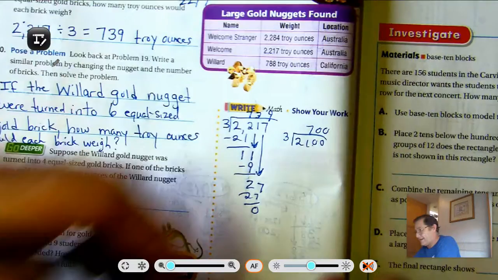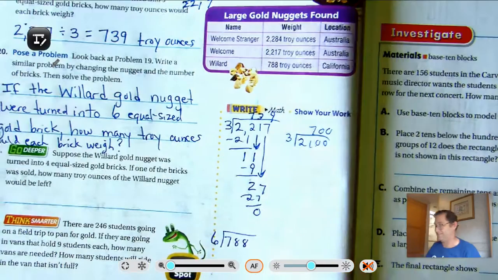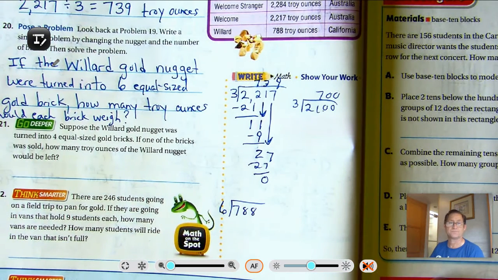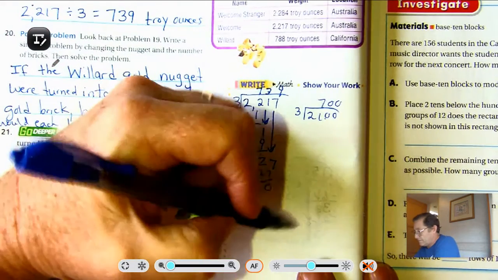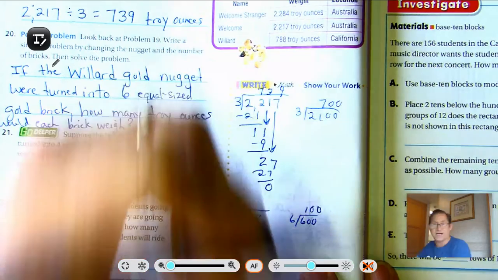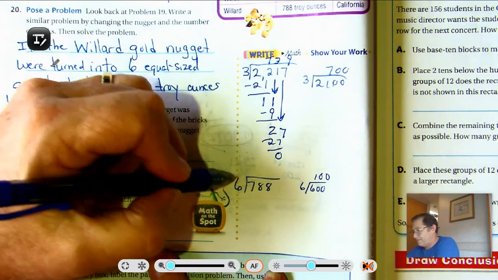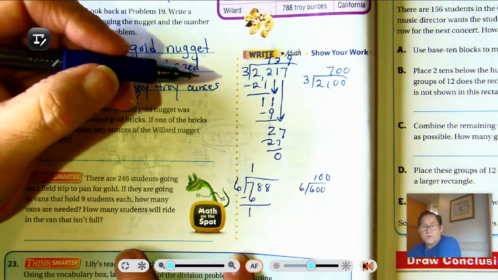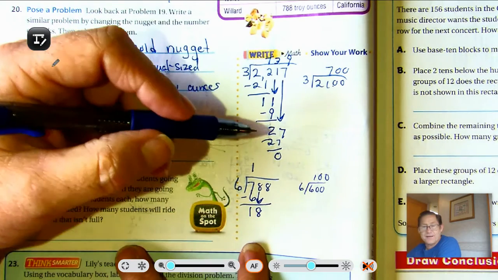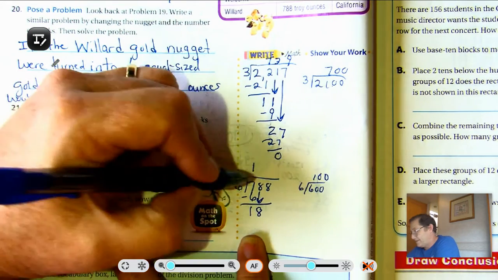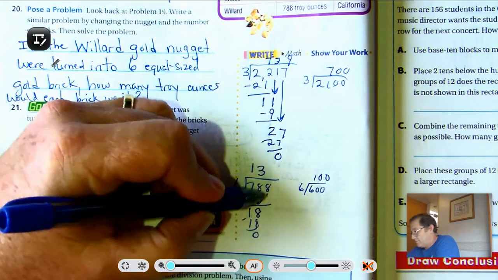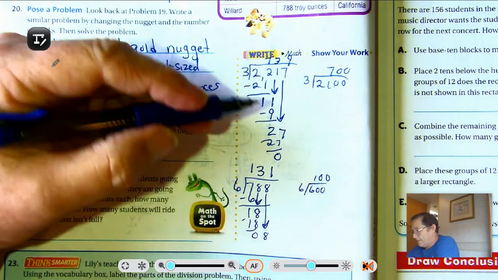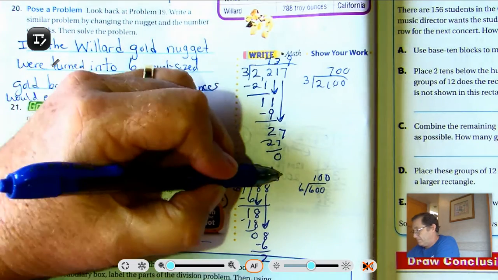All right, so 788 divided by 6, because I have 6 equal sized bricks that I want to use. So my estimate would be 600 divided by 6, so about 100 troy ounces. All right, so 7 divided by 6 is 1, with a remainder of 100. I'm going to trade that for 10 tens, plus the 8 that we already have. 18 tens divided by 6 is 3 tens. 6 times 3 tens is 18 tens. Subtract, we get 0. Bring down the 8 ones, and 8 divided by 6 is 1. So we get a remainder of 2.